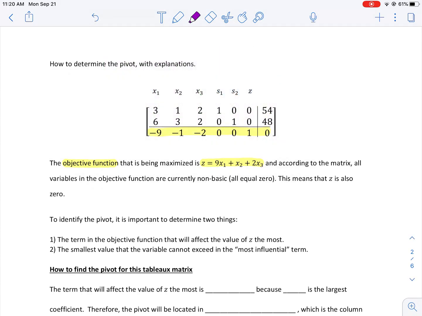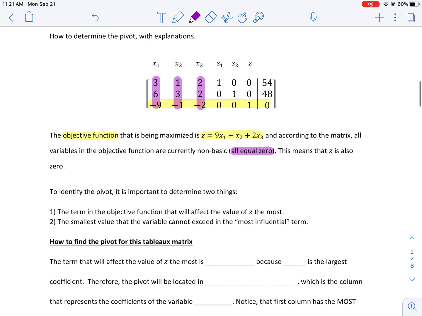And according to the matrix, all variables in the objective function are currently non-basic, which means they all equal 0. This means that z is also 0 at this moment. So again, x sub 1, x sub 2, and x sub 3 are currently non-basic because there is more than one non-zero entry in each column.